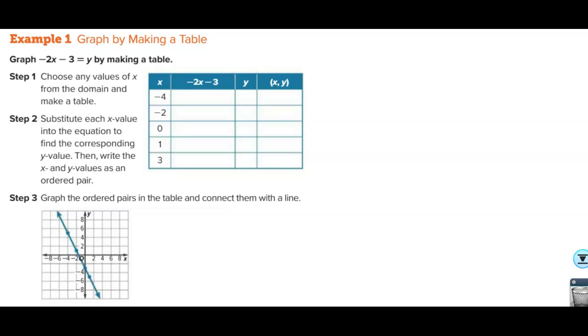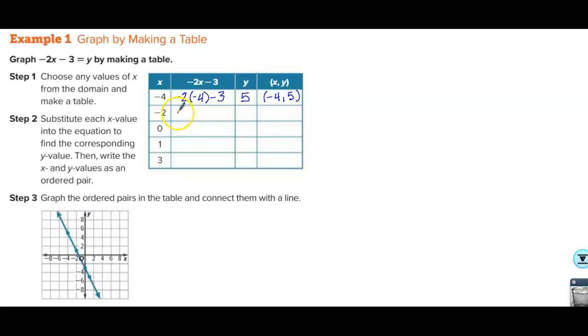All right. So what they want you to do is, here they've given you negative 4 for x. So you're going to substitute negative 4 in this expression, minus 3. Well, negative 2 times negative 4, I'm using the order of operations, obviously, would give me positive 8. Positive 8 minus 3 gives me 5, which gives me the coordinate point negative 4, positive 5.